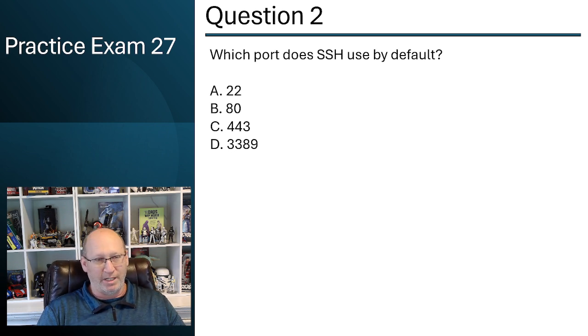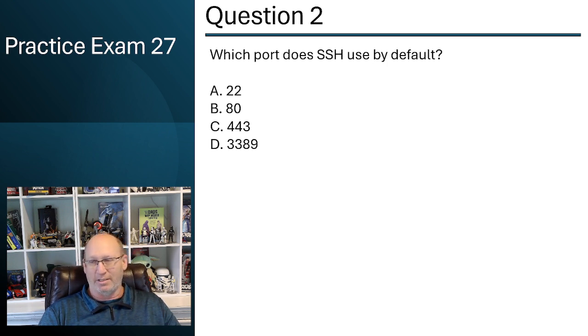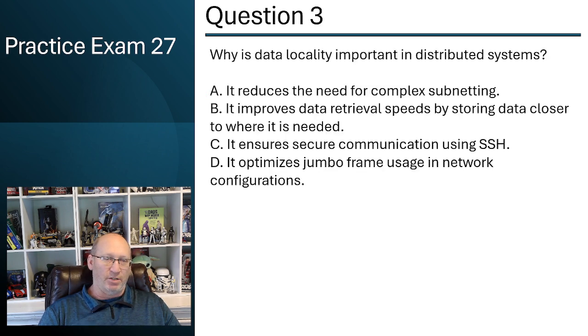3389, of course, is RDP. 443 is HTTPS. 80 is HTTP, which means 22. 22 is going to be the correct answer on that one. That's going to be SSH. Moving on, question number 3.